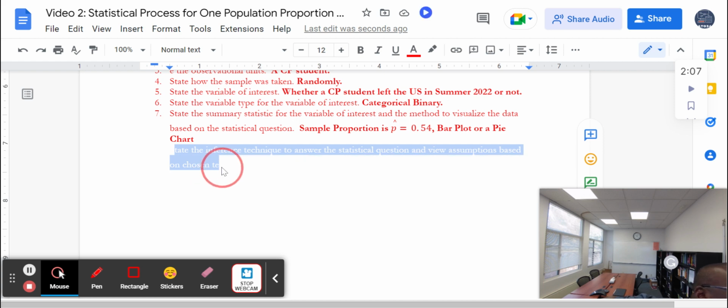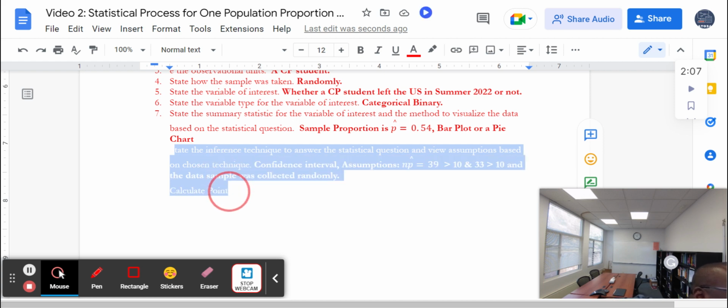State the inferential technique and the assumptions. And so here it's a confidence interval. The assumptions: n times p hat greater than or equal to 10. Oh, that assumption is met. n times q hat greater than or equal to 10. Oh, that assumption is met. So we're good here. And we also say that the data was collected randomly.